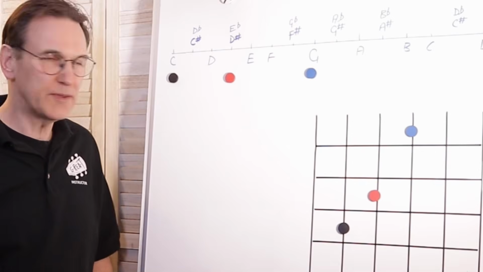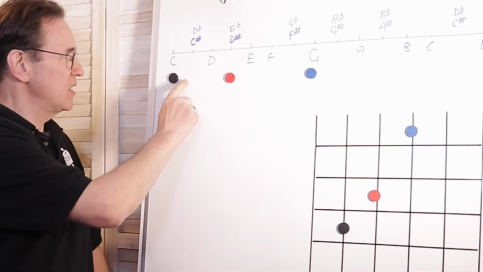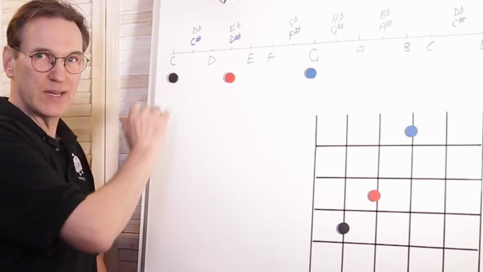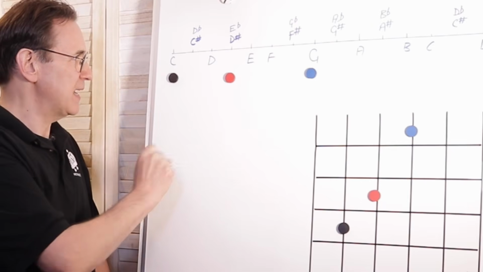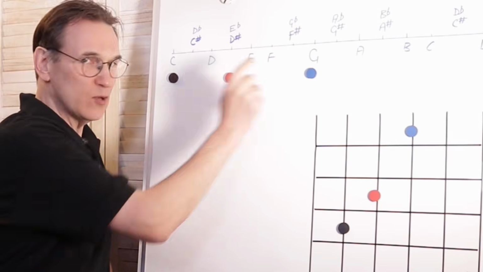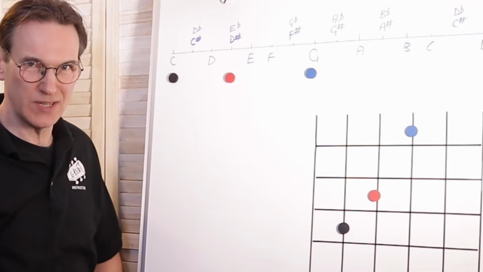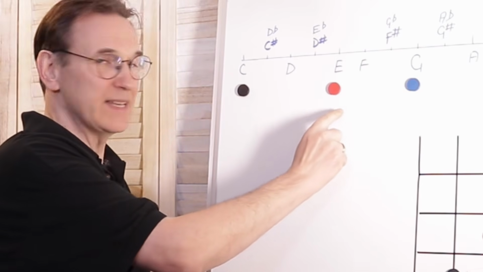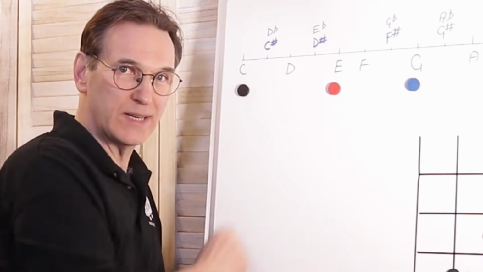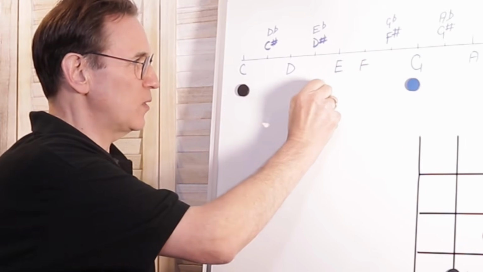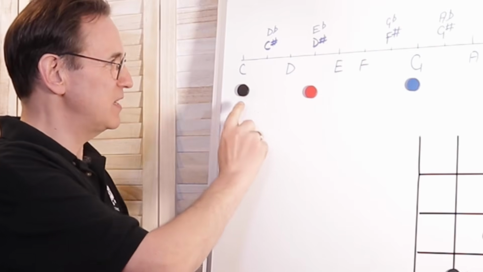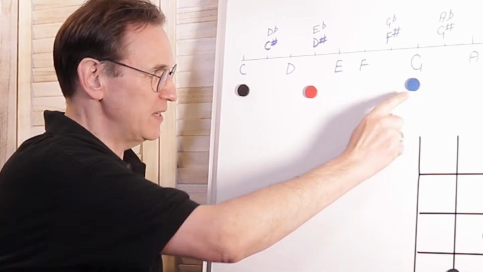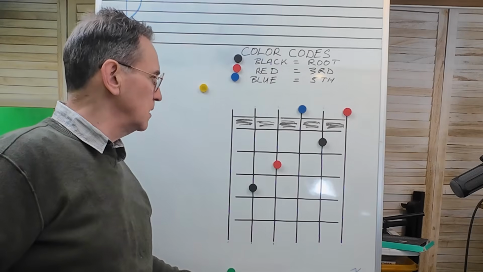So one more thing to consider here is that when you count 1, 2, 3 half steps, that's a minor 3rd interval. And when you count 1, 2, 3, 4 steps, that's a major 3rd interval. So a major chord is made up of a major 3rd interval, and then stacked on top of it is a minor 3rd interval. And likewise, a minor chord is made up of a minor 3rd interval, and then stacked on top of it is a major 3rd.